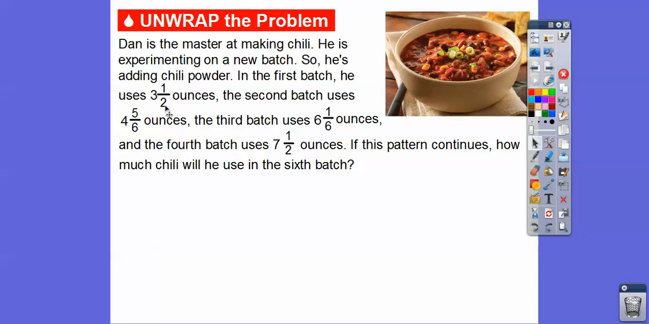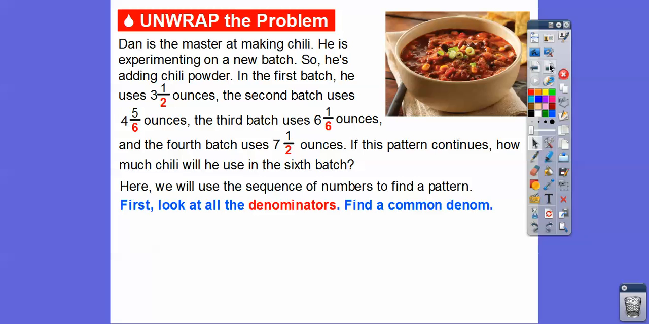Well, it's kind of hard to see here. So our trick in this whole lesson is to get the common denominator. It's hard to see with 3½ and then 4 5/6 and 6 1/6 and then 7½. So we're going to use the sequence of numbers to find a pattern. Let's first look at all the denominators and find a common denominator. Here there's a 2, here's a 6, here's a 6, here's a 2.